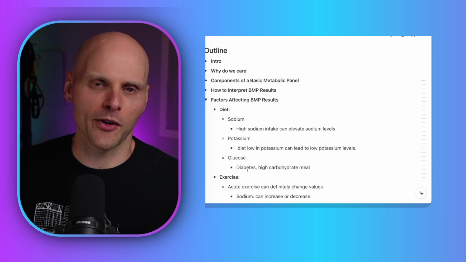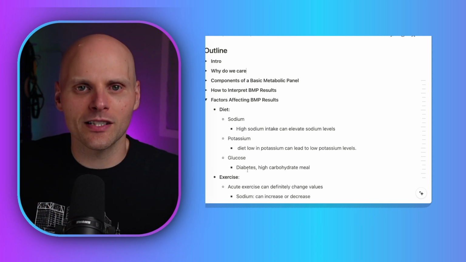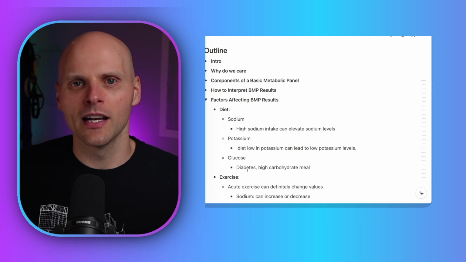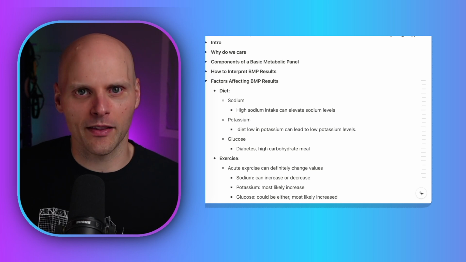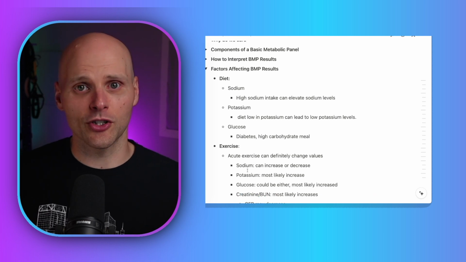I didn't want to open the can of worms on all those things, but just understanding you can make some differences there. But once again, your body is very intuitive and can usually fix it for you. Moving on to exercise. Exercise definitely can affect things. Acute exercise can certainly change values.